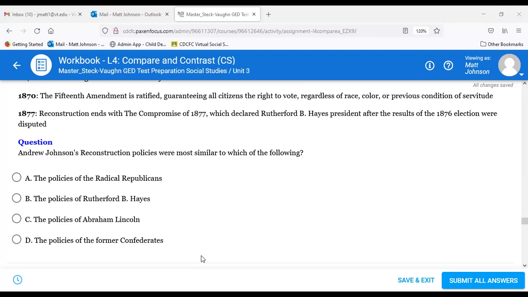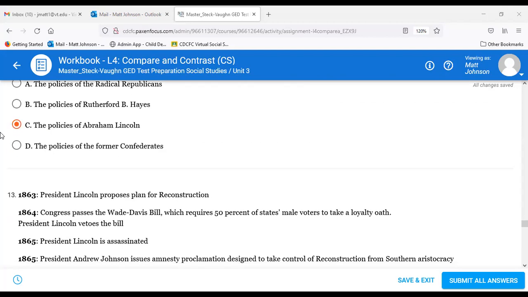So, considering who Andrew Johnson was, I think it's C, the policies of Abraham Lincoln, right? Because he was Lincoln's vice president, and they were following sort of the same ideas there. But that's also what got him in trouble with the radical Republicans to some degree.